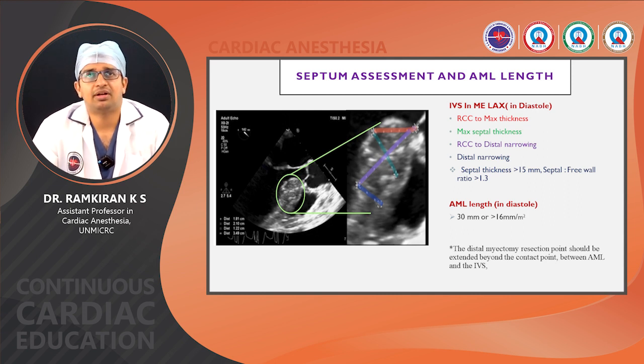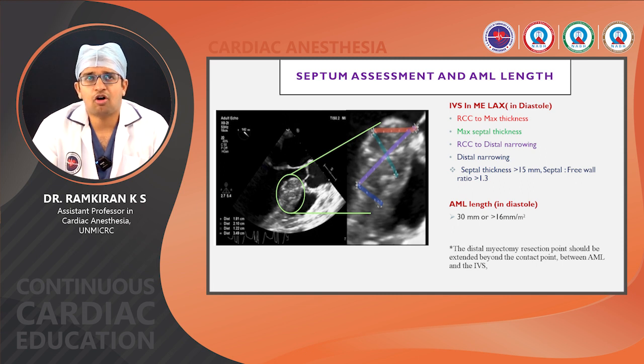Coming to the first, septal anatomy of LVOT, that is septal assessment and anterior mitral leaflet length. Here we can see TE of the mid-esophageal long axis view, where you can see a thickened septum. These are best assessed during diastole when the heart is relaxed, because it is during that time that the surgery is done on CPB.